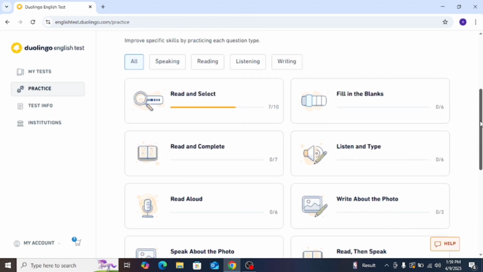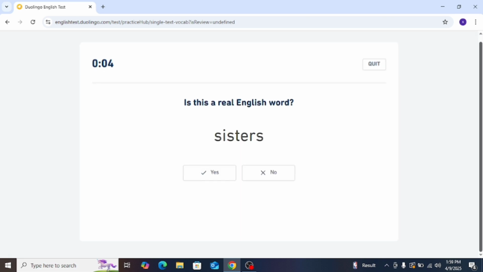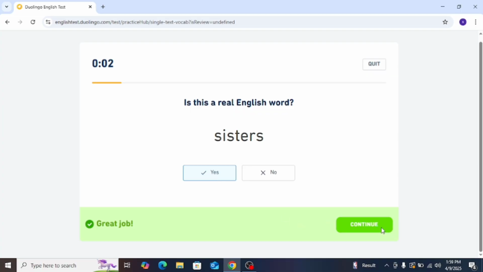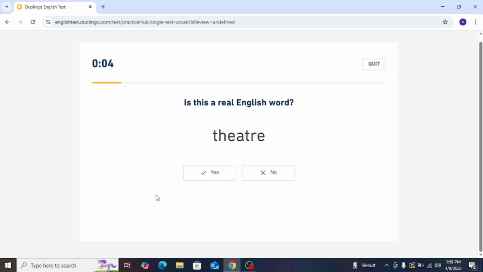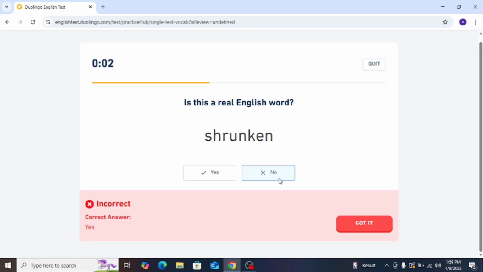The next one is about the eighth. So sister, of course, a real English word. Theta, of course, an English word. Tested, of course, a real English word. Shrunken, no. Shrunken, yes, bro. This is a real English word. Why not?